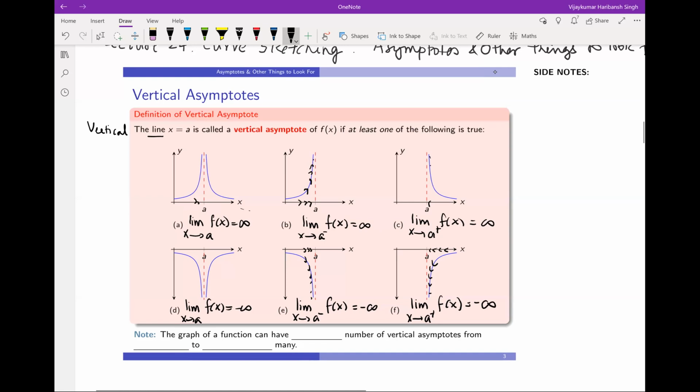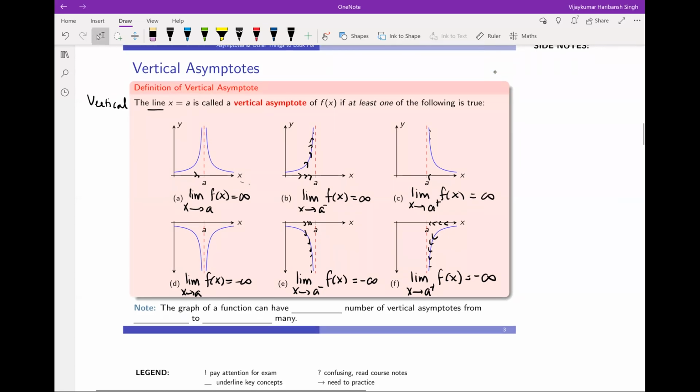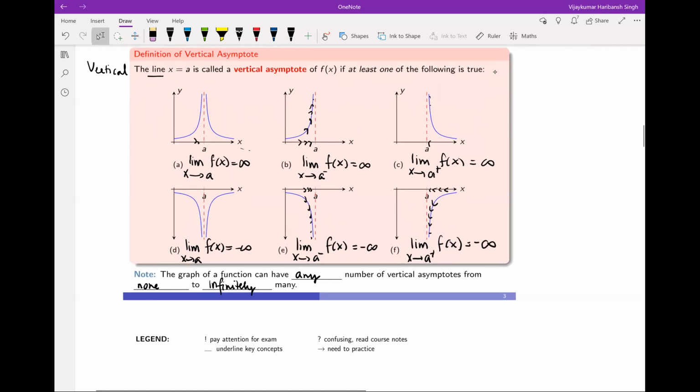Okay, so note that a graph can have any number of vertical asymptotes, from none to infinitely many. Say, for example, if you want a graph with 3 vertical asymptotes, let's take x minus 1, x minus 2, x minus 3. This graph will have vertical asymptotes at x equals 1. So the line x equals 1 will be a vertical asymptote, the line x equals 2 and the line x equals 3 also are vertical asymptotes. So you can have as many vertical asymptotes as you want.